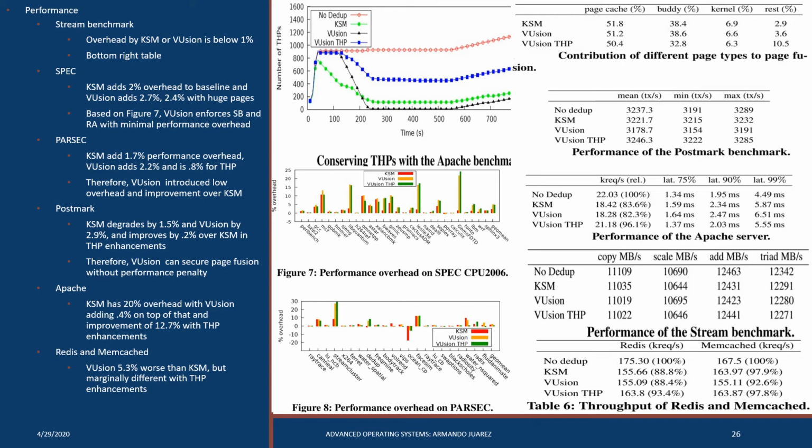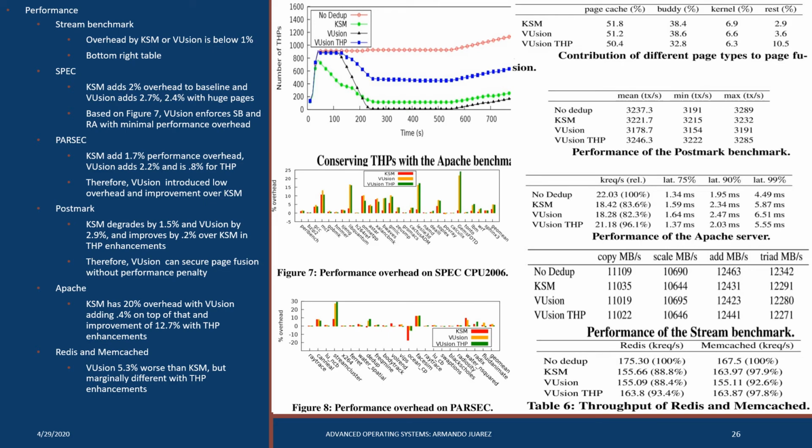With respect to Spec, KSM added a 2% overhead to the baseline, and then VUsion added 2.7% and 2.4% with huge pages. Based on Figure 7, performance overhead of Spec CPU 2006, it's shown that VUsion enforces same behavior in randomized allocation with minimal performance overhead. There is a little bit, but it's honestly not a whole lot.